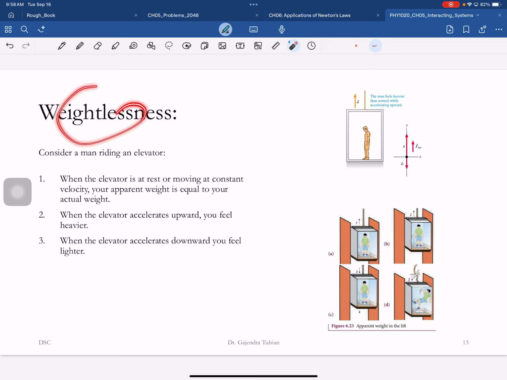So now we'll talk about weightlessness. So what is weightlessness? It's when you do not feel any apparent weight. Your apparent weight goes to zero.